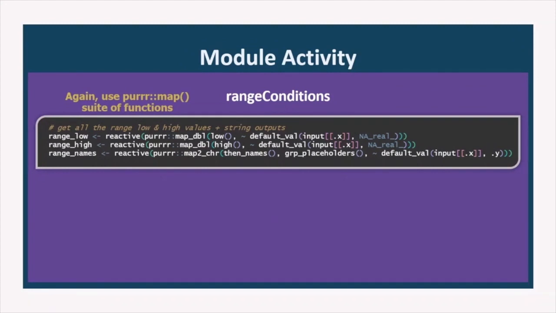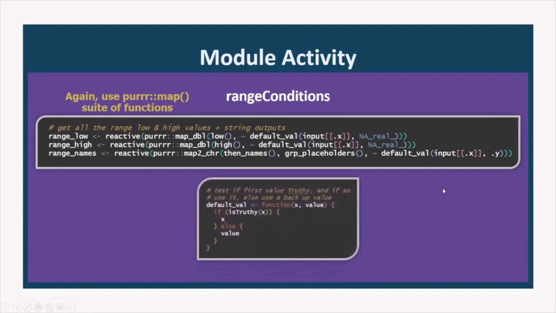So here you can see we're using the purrr suite of functions again. We have map_dbl. We know that the final result is going to be a numeric value, so we'll just put double in there. So instead of returning a list, it'll return a vector of doubles. So here we're going to map, again, those Shiny inputs for low and for high. And then we're going to use this function called default val to get the value. So basically, this is just testing if this value is truthy, then we will use it. Otherwise, we'll use some other value.